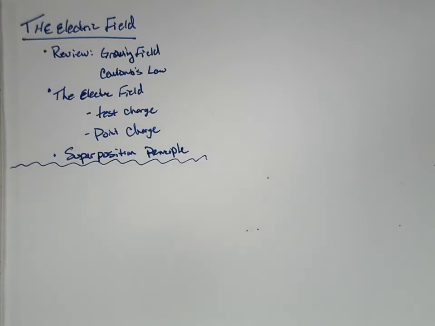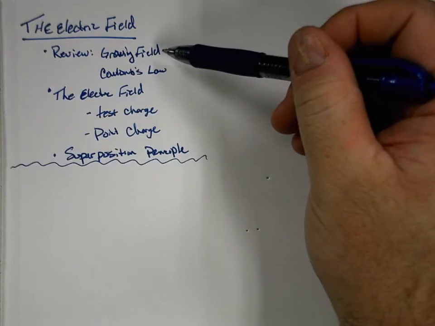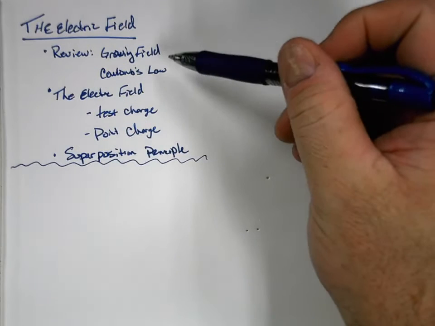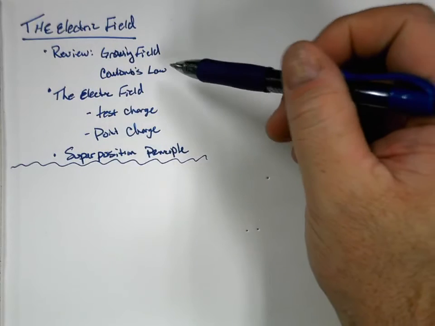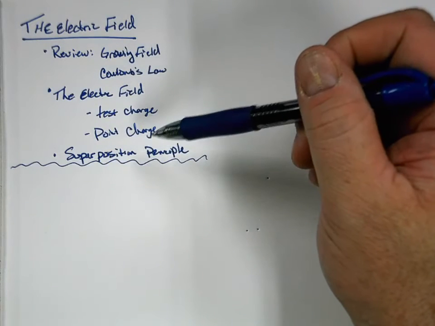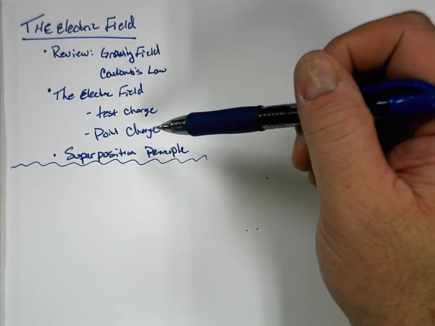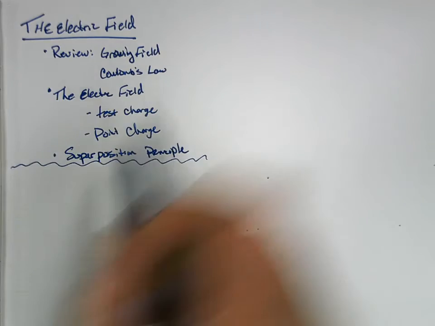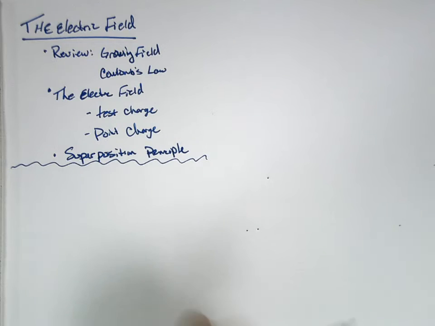All right, we have the electric field, so we're going to start with a bit of review. We're going to talk about the gravitational field in general and Coulomb's law from yesterday. Then we're going to talk about the electric field in particular. And we're going to introduce the test charge and a point charge into that. And we'll finish with the superposition principle.